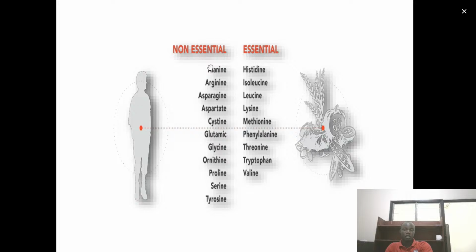So you can look at them. When we say essential, that our body cannot synthesize them, it is because they are very complex. We don't have an enzyme system that can synthesize them. So rather we must actually get them from our diets.